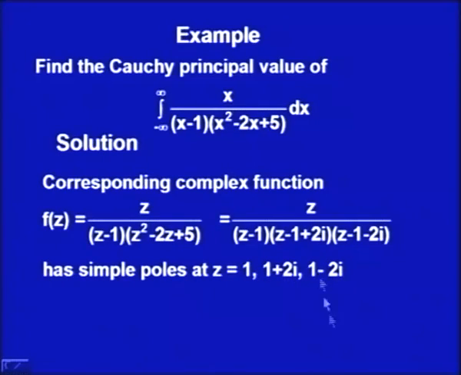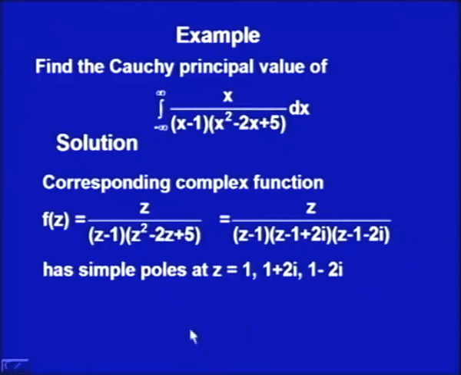This 1 minus 2i would be in the lower half plane. So, in the upper half plane we would have only 1 plus 2i, and on the real line we would have 1. So, we do have two poles, one in the upper half plane, one on the real line, which we would be matching.